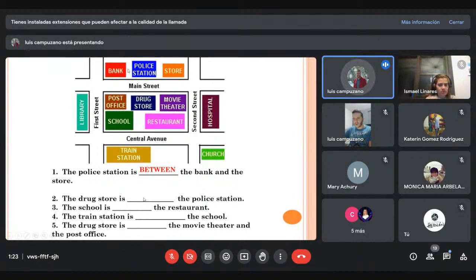I'm going to ask Mari. Mari, the drugstore is the police station. So where is the drugstore in relation to the police station? Here's the drugstore. Here's the police station. What's something we can say? What prepositions can we use?